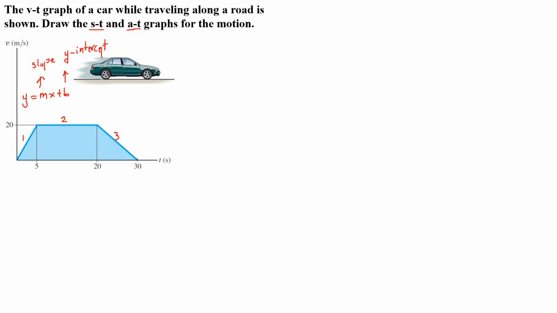For the first segment, what do we have? I would like to find the velocity here, simply using the general form of the linear curve. V will be the slope. The slope will be the rise over the run, so it's 20 over 5 t, and the y-intercept is 0. So just that will be my first segment.